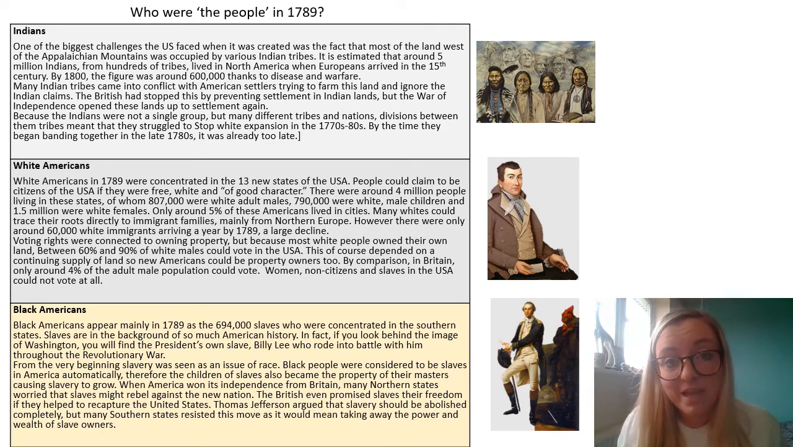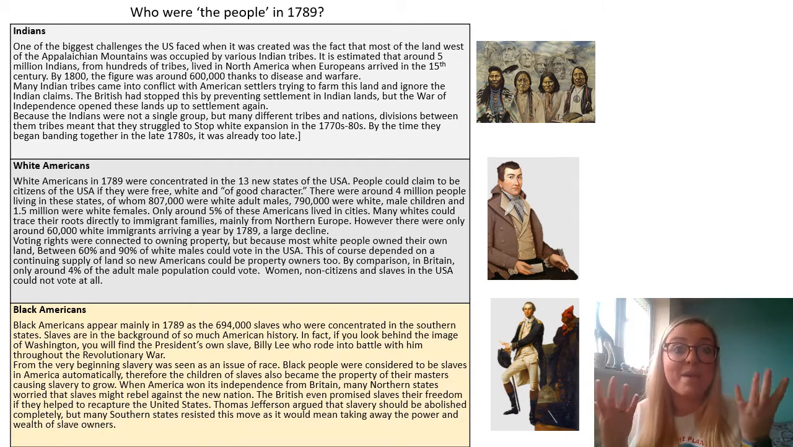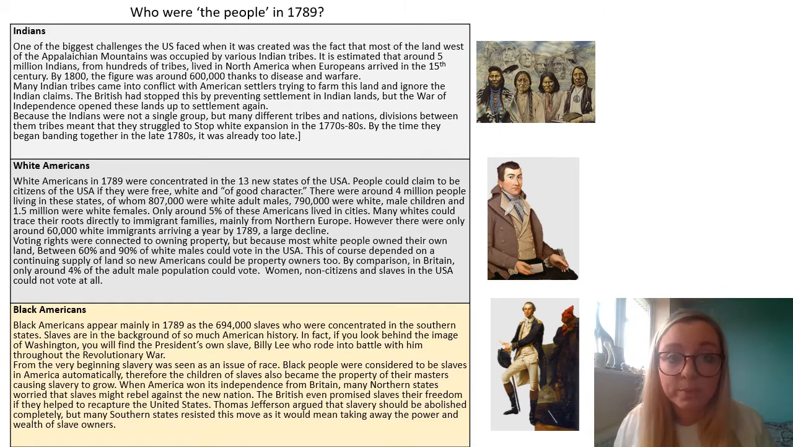So when we look at the Making of America, we're going to be looking not only at the events that happened when making this new country from 1789 onwards, we are also going to be looking at the impact this had on people that were already living there, people that were forced to live there, and the new settlers.